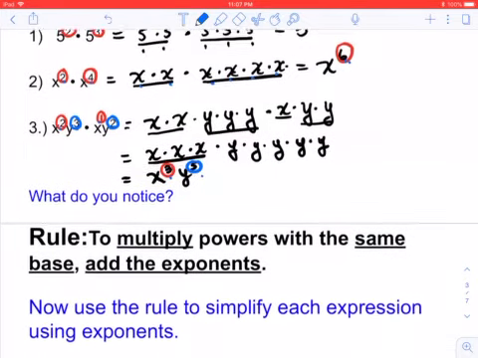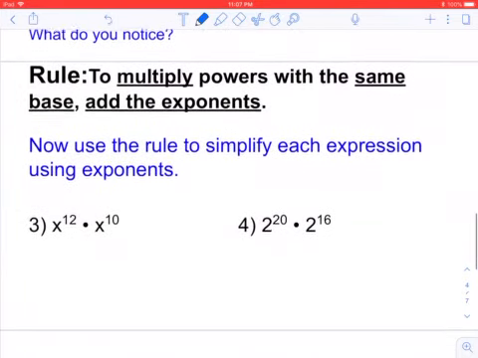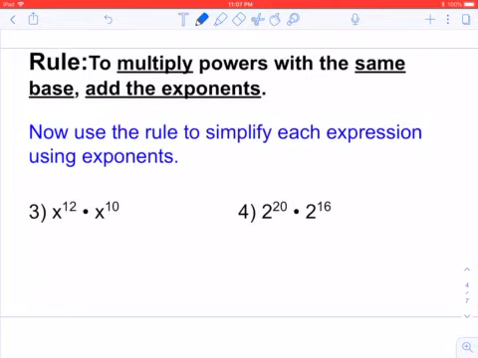So the rule that we can get from that is that to multiply powers with the same base, add the exponents. Write that down.